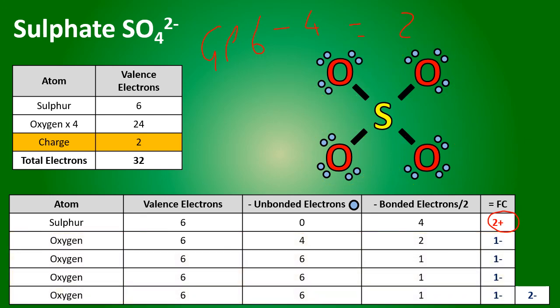So for this version or form of the sulfate ion, we come out with an overall 2 minus charge, because we've got 2 plus 4 minuses, which comes out at 2 minus overall. But there's something that we need to consider.